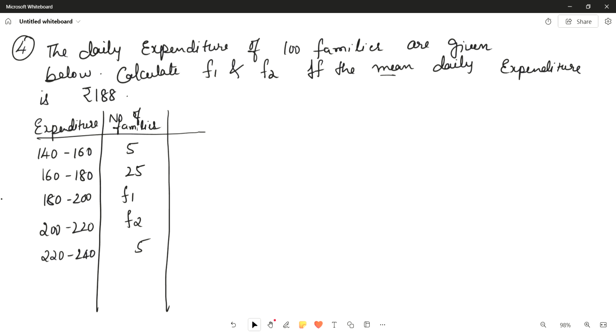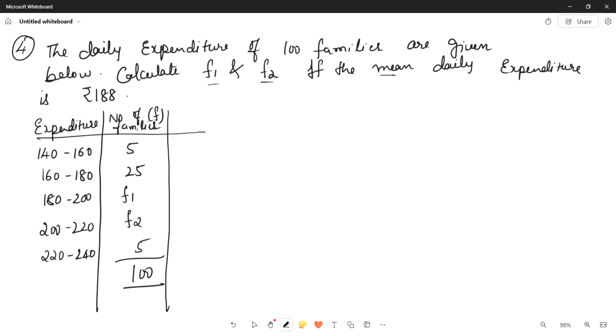Whenever you have two unknowns, then you need two equations to solve that. So whenever there are two unknowns, they will give the total of all these frequencies. Frequency is what? Count of people or count of plants, something like that. So sum of all this they will always give whenever there are two missing frequencies. So if you add everything, he has given it is 100 families.